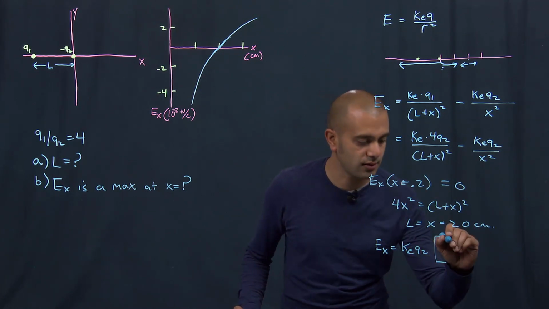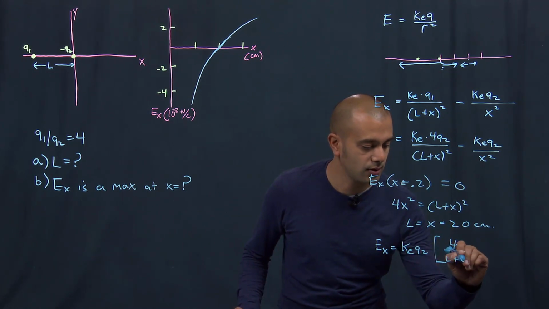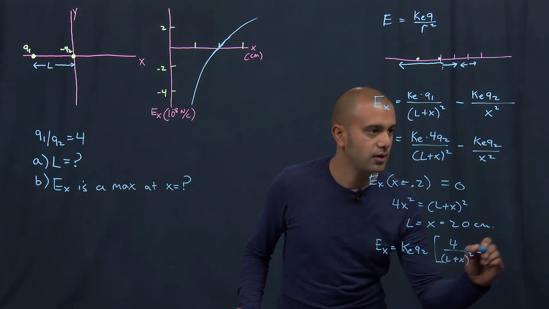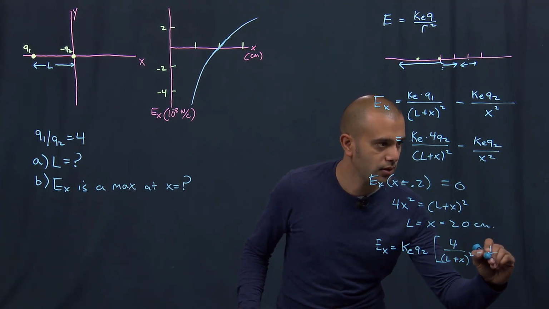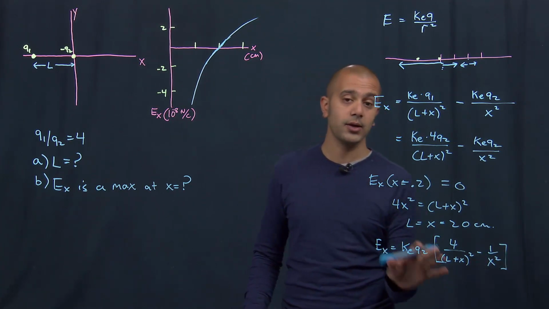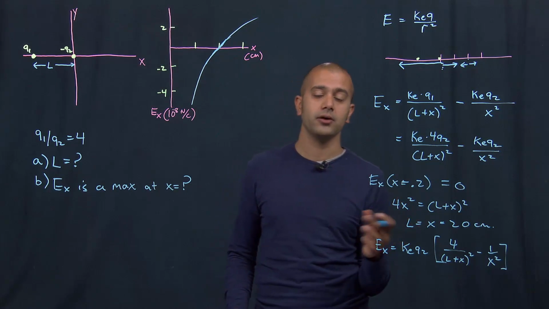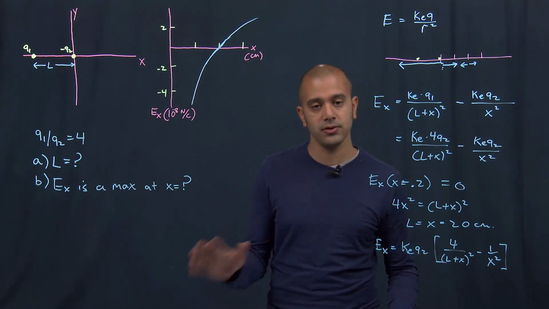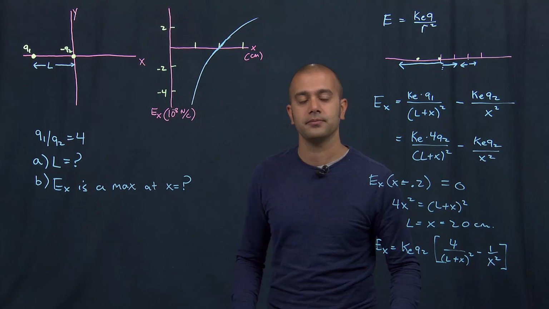So for the first term, we have 4 over L plus x squared. And then for the second term, we have minus 1 over x squared. All right, so go ahead and on your own, take the derivative of this, set it equal to 0, and try to find out at what x value does the electric field have a maximum. Take a minute to do that now. I'll pause the video. When you're done, we'll take a look.